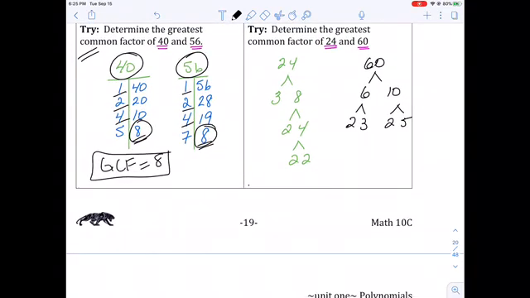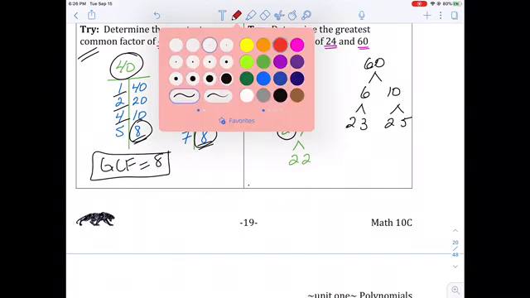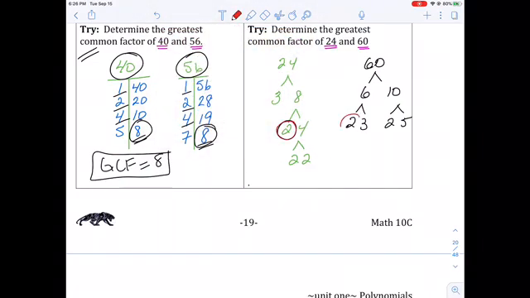Then for this next one, let's look at what is common. I've got a 2 and a 2. Let's do a different color here. I've got another 2 and another 2, and then we've got a 3 and a 3.